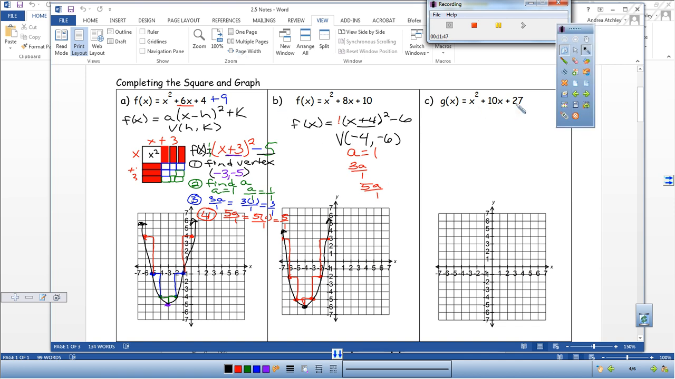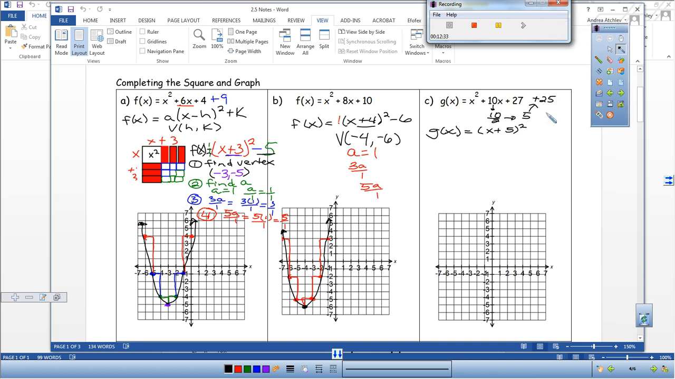Okay, the next one we need. Again, same things. We're going to take half of that 10. Get 5. And I need 25. Gracie, so what's going to be the length of the sides? X plus 5 squared. Any questions over that?